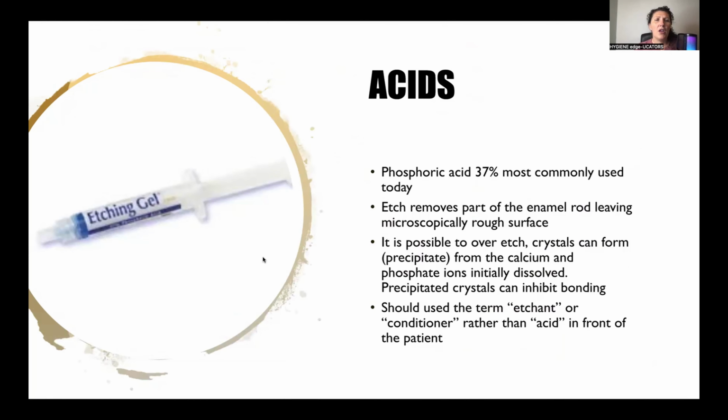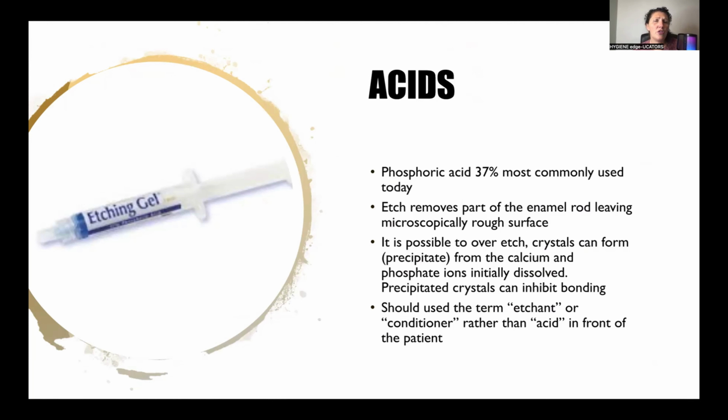Let's talk about what that acid etch even is. It is phosphoric acid, 37% is what we most commonly use. That's what we have here in our clinic. The etch is going to remove that enamel rod portion, leaving a rough surface, and then it is possible to etch over. And then crystals can potentially form from calcium and phosphates that are initially dissolved, and that is going to help with our bonding.